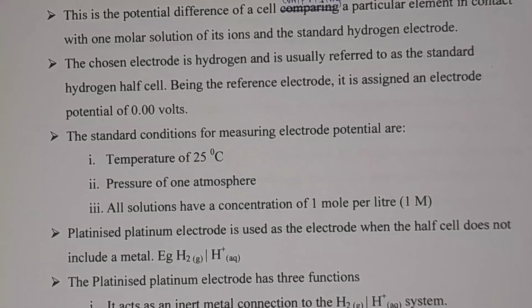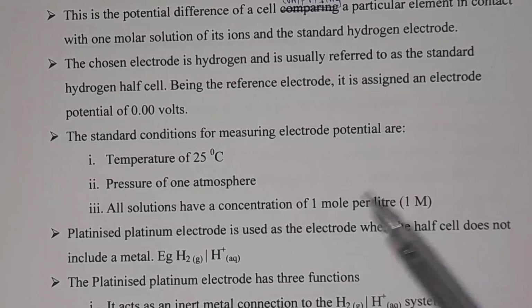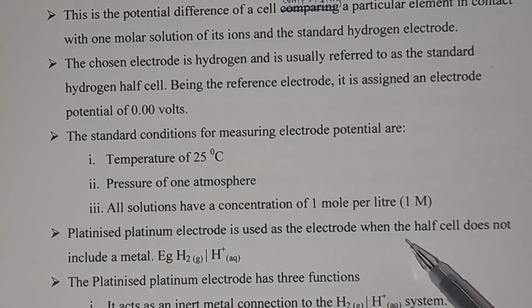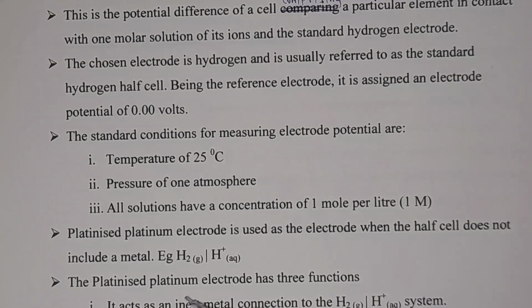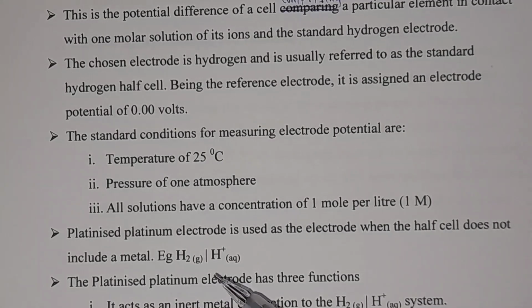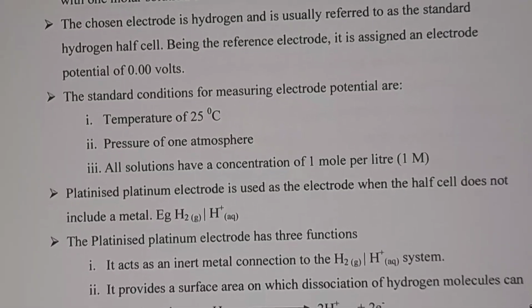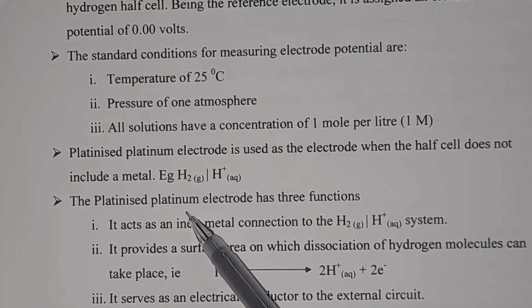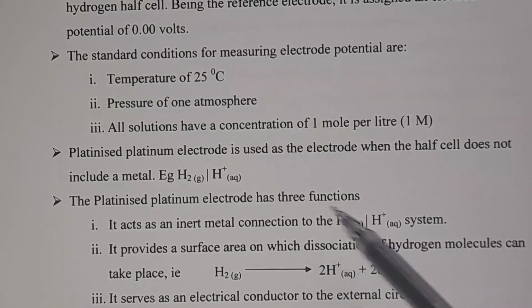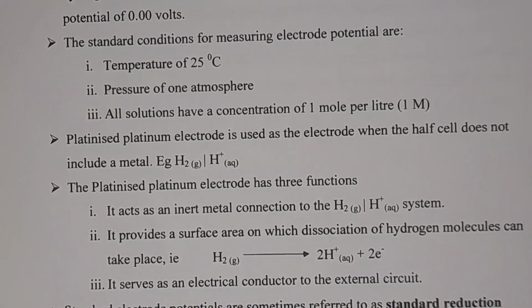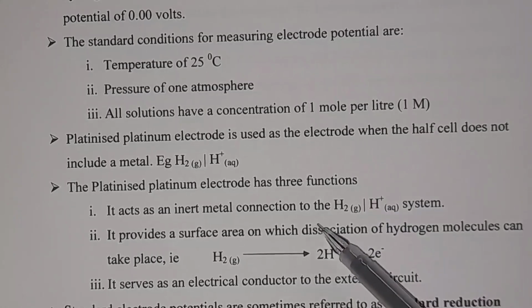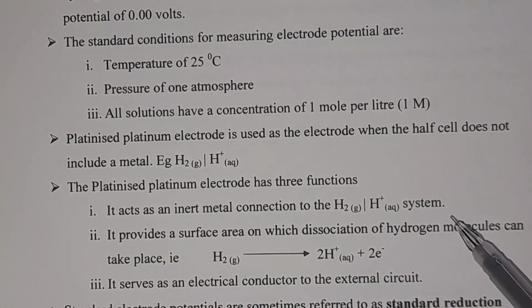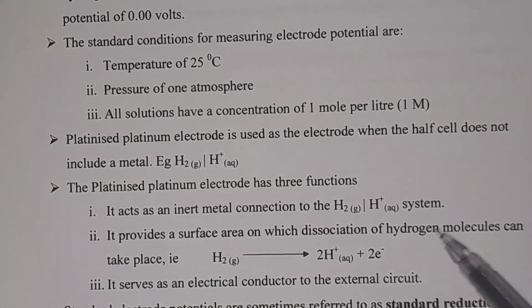Then next we are saying a platinum electrode is used as the electrode when the half cell does not include a metal, e.g. the hydrogen half cell. So what is the function of the platinum? We are saying the platinum electrode has 3 functions. The first one, it acts as an inert metal connection to the hydrogen half cell.